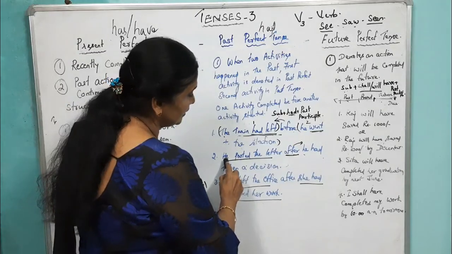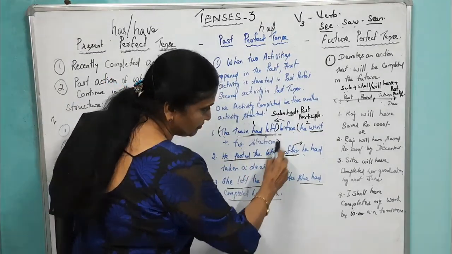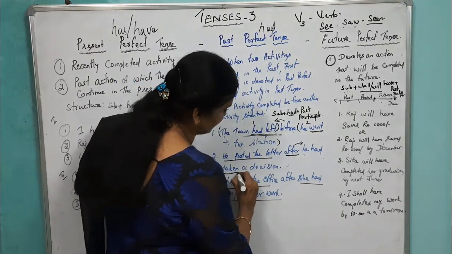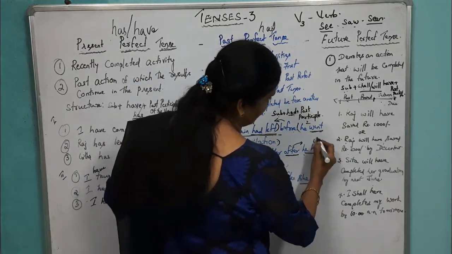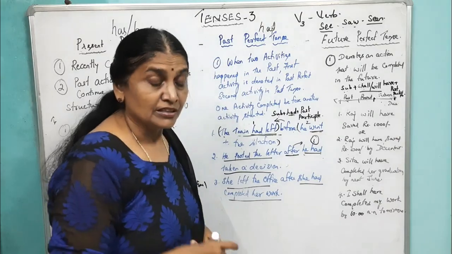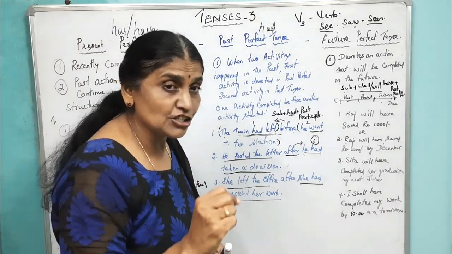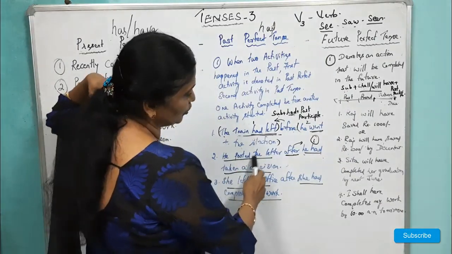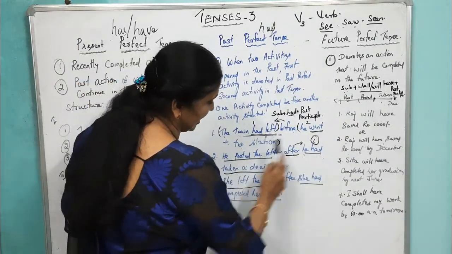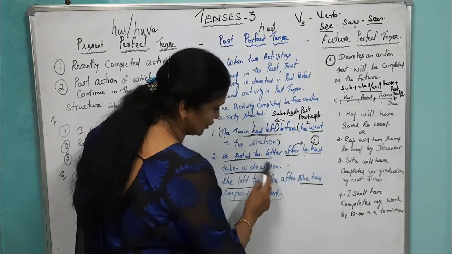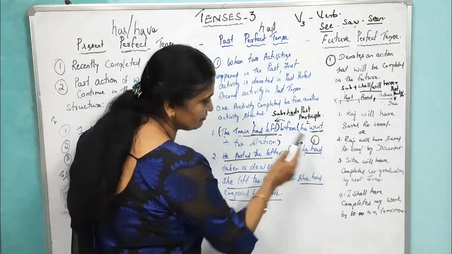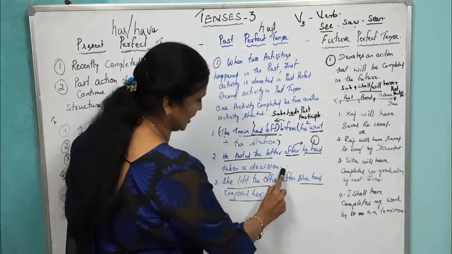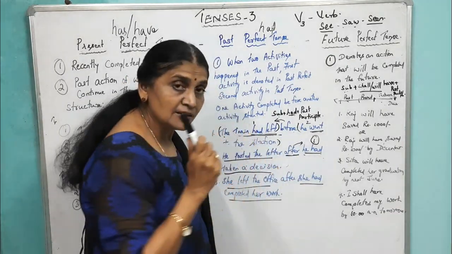So the second one, he posted the letter after he had taken a decision. So first activity is he had taken a decision. Then based on that decision, he has written the letter and posted it. Got it? So he posted the letter after he had taken the decision. After he had taken the decision only, he posted the letter. So this is the first activity that got completed. He had taken a decision, then he posted the letter.